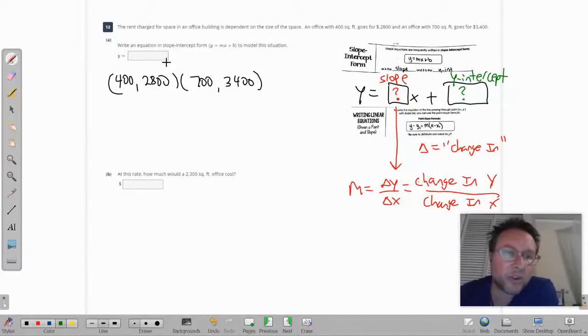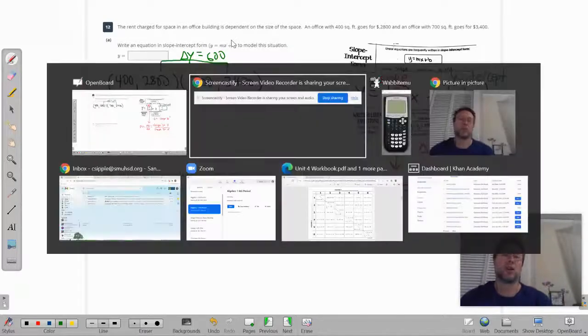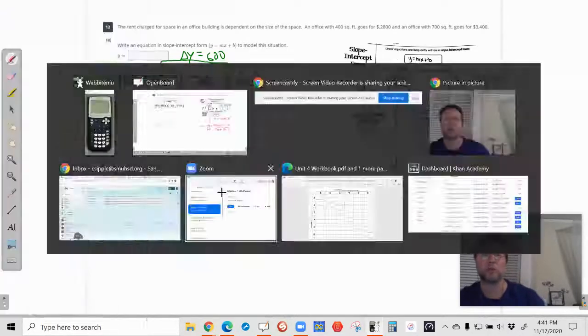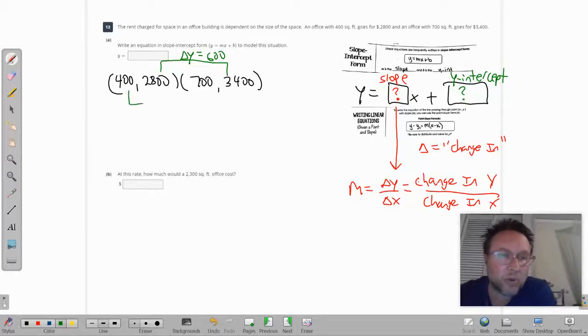Well, let's figure out what the change is. If you go from 2,800 to 3,400, what is that a change of? Well, that's going up $600. And if you weren't sure, just take a calculator and do 3,400 minus 2,800. You get $600. What's the change from 400 to 700? Well, the change in x, to go from 400 to 700, that's going up 300.